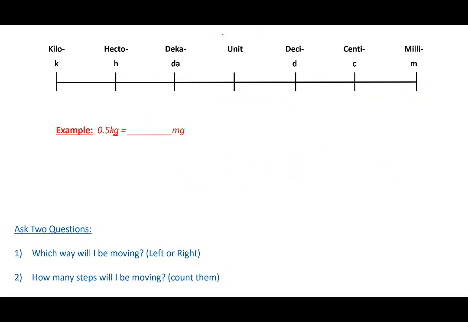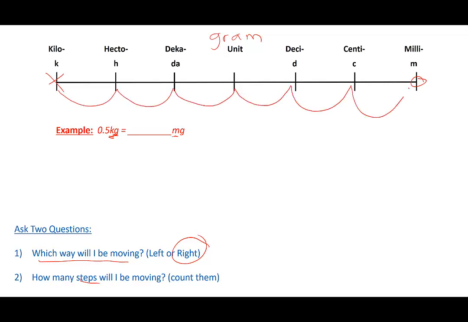All right, let's switch to something other than meters. Here we have grams. Our prefix is kilo, so this is where we're starting. And we want to go all the way over to milli, all the way over on the other end. Well, which way will I be moving? Obviously, I'm moving right. How many steps? Well, let's count them. 1, 2, 3, 4, 5, 6. So I'm going to count 6.